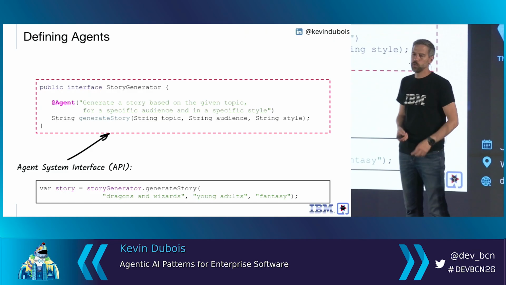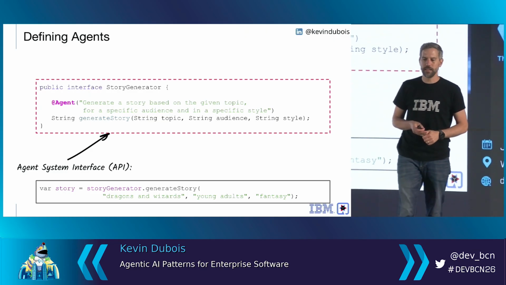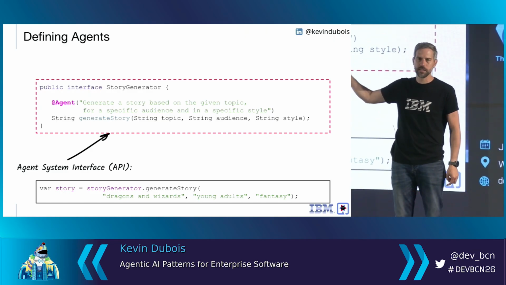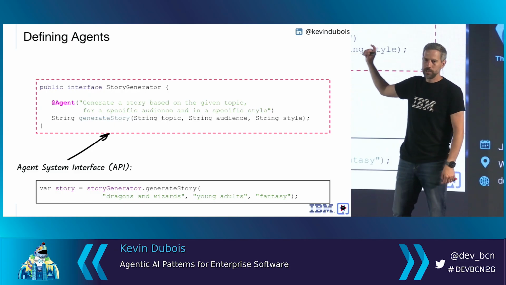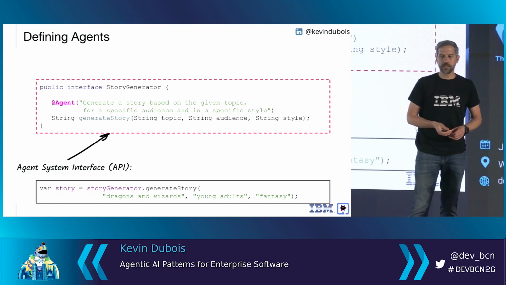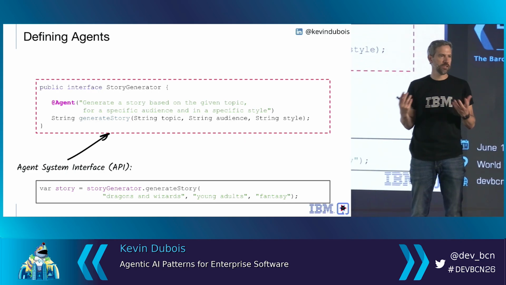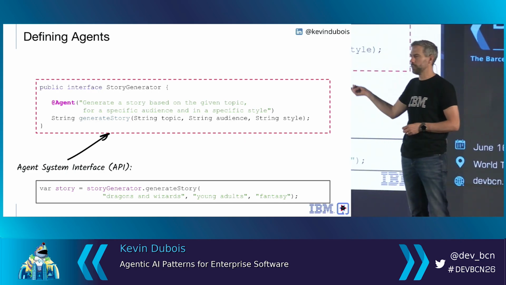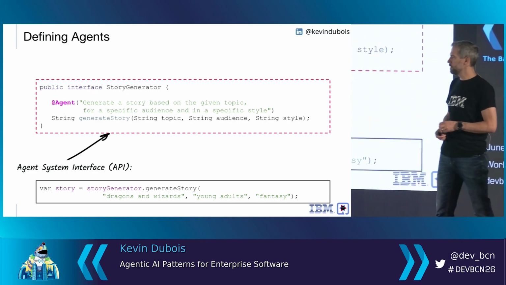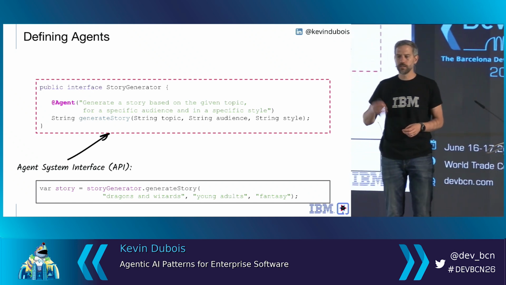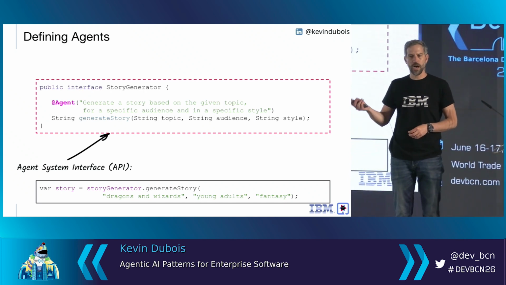But the way that you start is you basically define an agent, and so you can see that you have an interface, and you just annotate your method with this agent annotation, with a description of what this agent should be able to do. So in this case, we have an agent that is a story generator, and we tell it, generate a story based on a given topic, and so on.